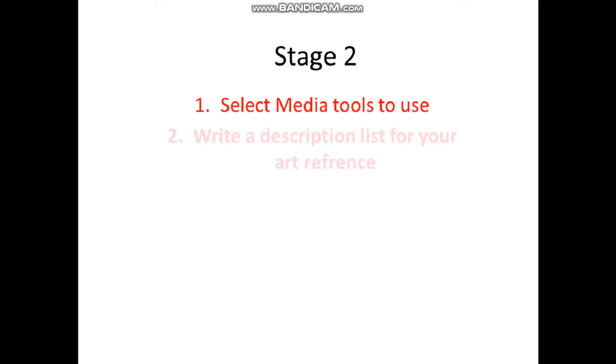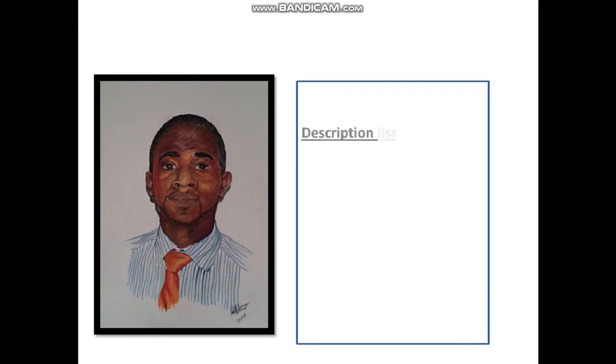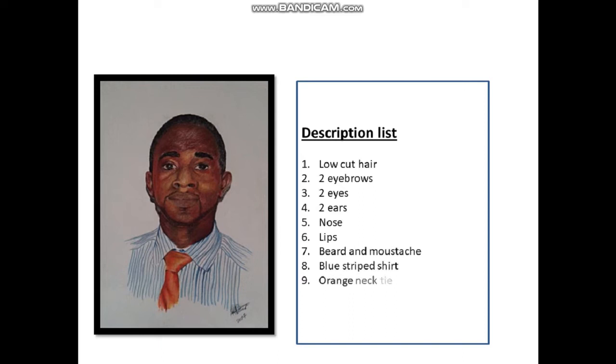Now stage 2. Select the media tools to be used. Identify the tools that you will need and have them all ready. Then write a description list for your art reference. Once you have your art reference, you're going to be doing a description list. Look at the piece you've selected, and simply write down what you see.